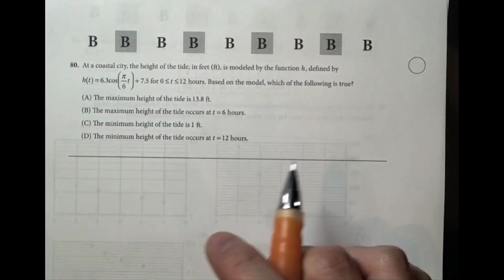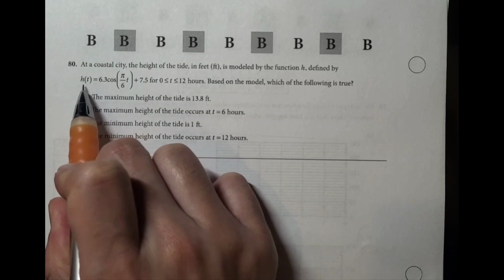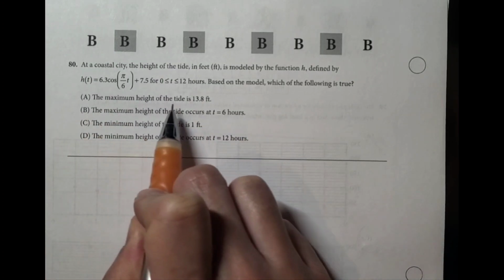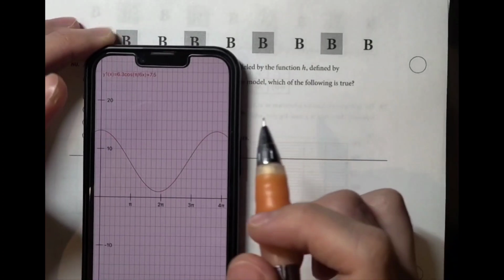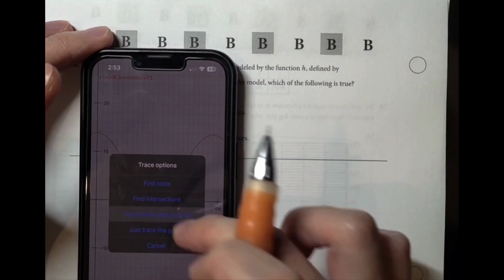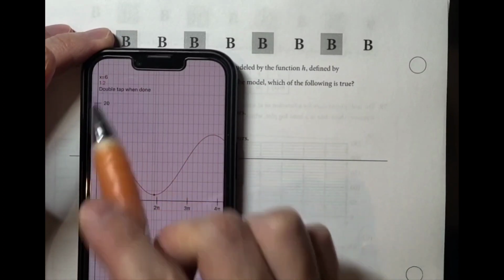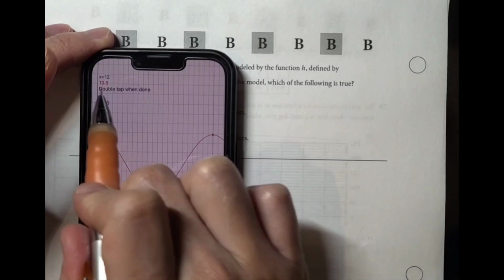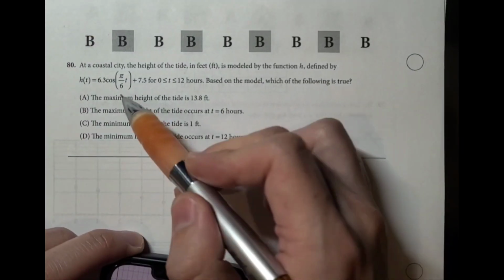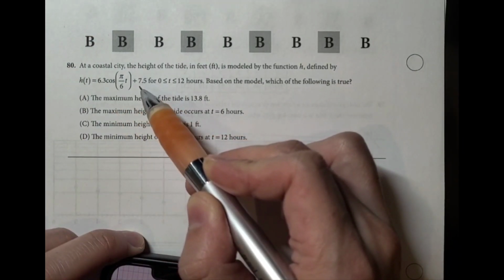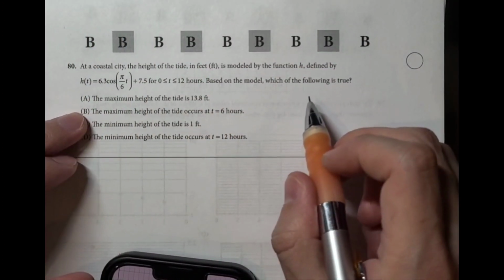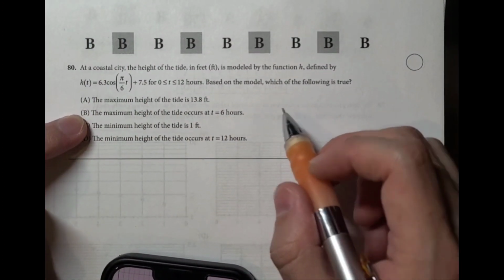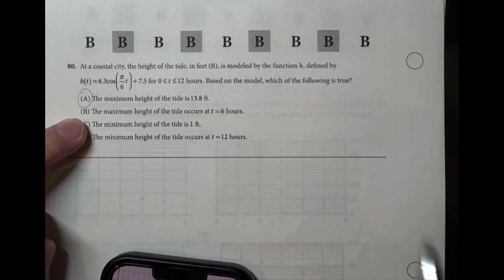Okay, so the maximum, so h is the height. Is the maximum height of the tide 13.8? Well, we could even use the function. Is it 13.8? Whoops, it is. And we know because it's the amplitude plus this offset. That would be 13.8. So this is good. But let's see the other choices. The answer should be A, and it looks like it is, okay?